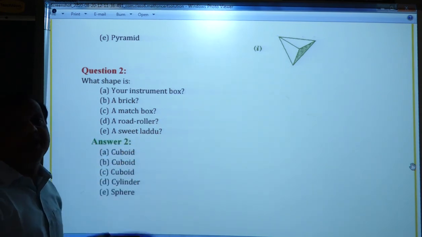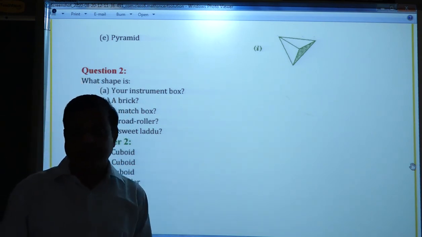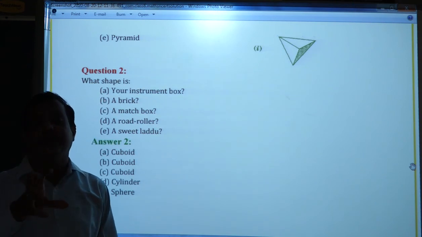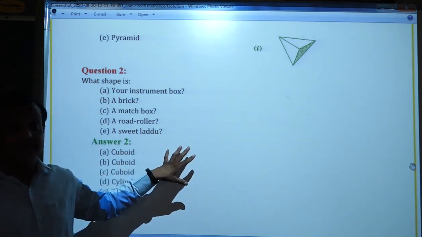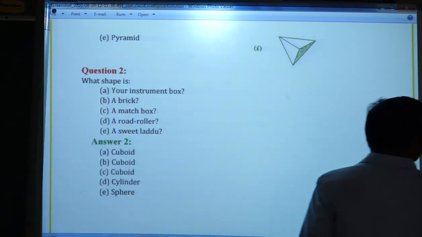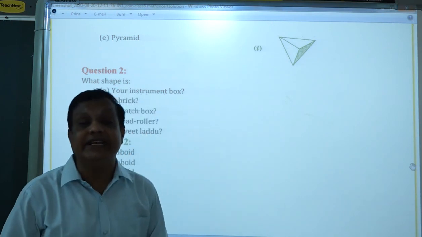So laddu is a sphere. And which other items? Gulab jamun is a sphere. Rasgullas are spheres. Okay dear, sphere means a round shape. So this part we have seen here.